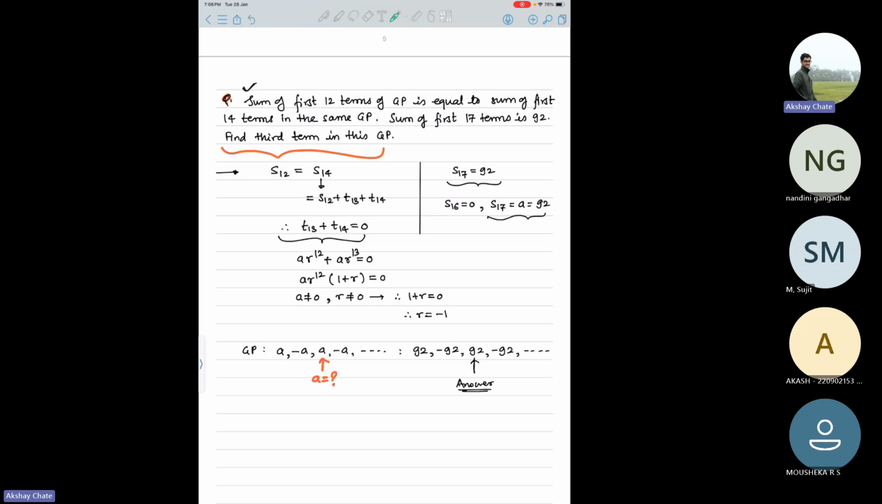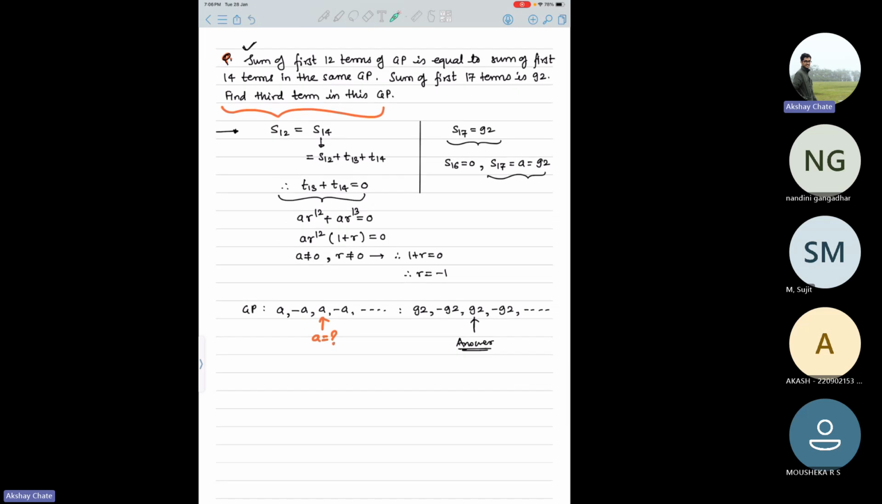There could be another special case of such a GP also, where R can be equal to 1. I mean, it's a constant series basically. You'll have only one term A, but sometimes question setters try to confuse students also. So normal GPs you can solve. I am assuming that you're good enough to solve normal GP problems.